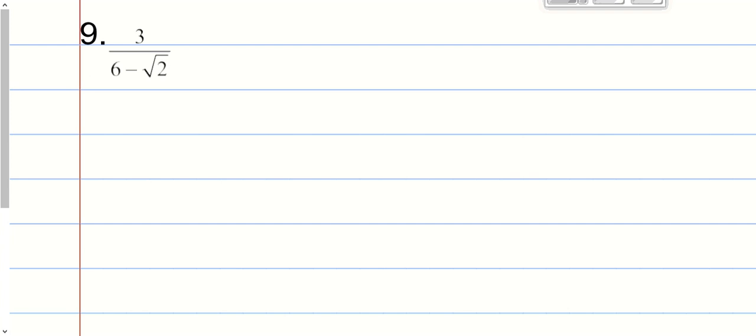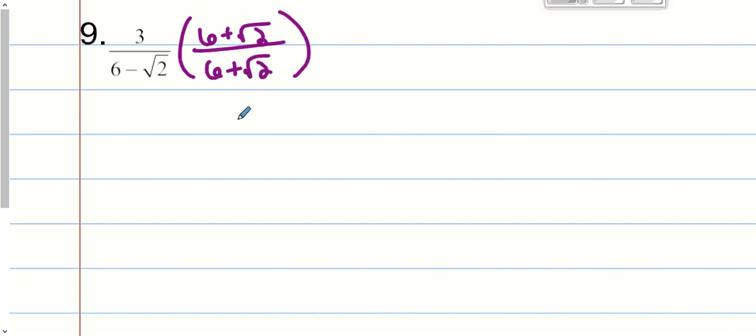So let's look at one more of those. I've got 3 over 6 minus the square root of 2. To rationalize that, or to simplify, I've got to get the square root out of the bottom, use the conjugate, which is going to be 6 plus the square root of 2. It's always the opposite sign. So multiply top and bottom by 6 plus the square root of 2.